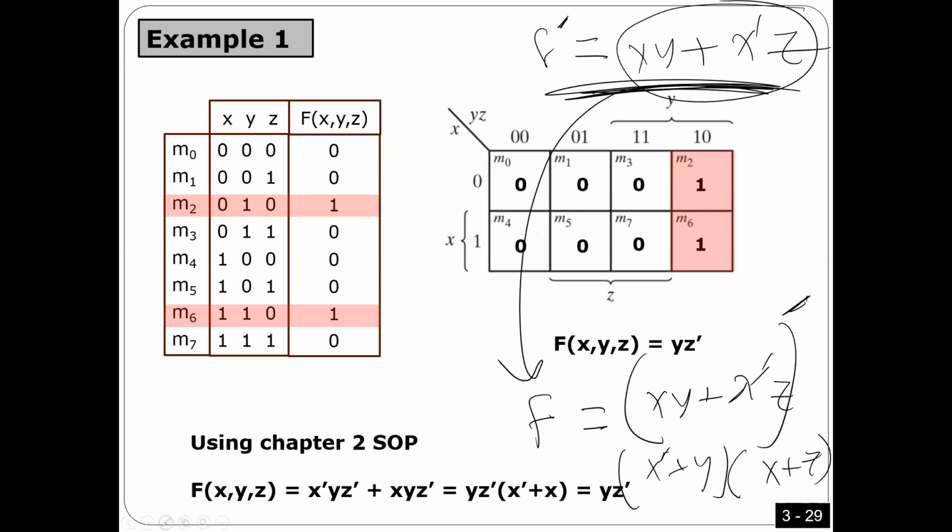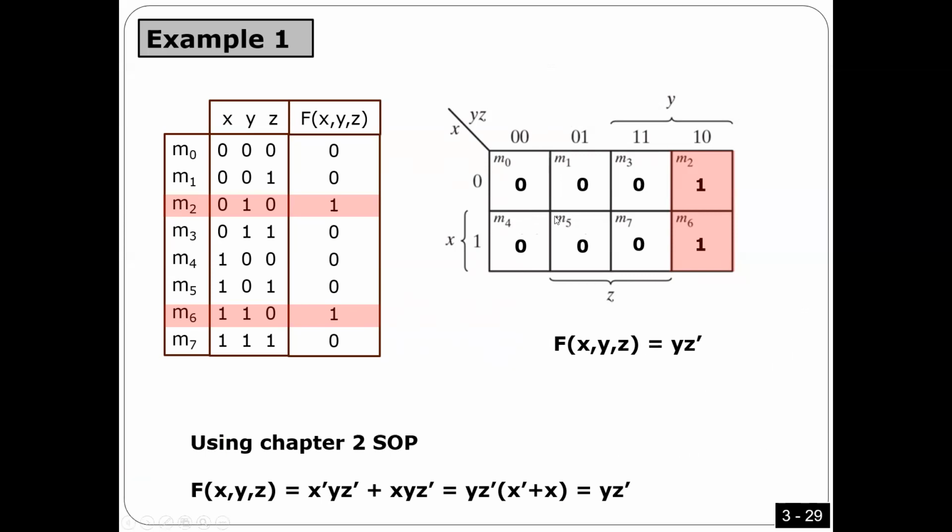So again, in order to get the most simplified version in product of sum, all what you have to do is, this is f, so I'm going to create f prime.